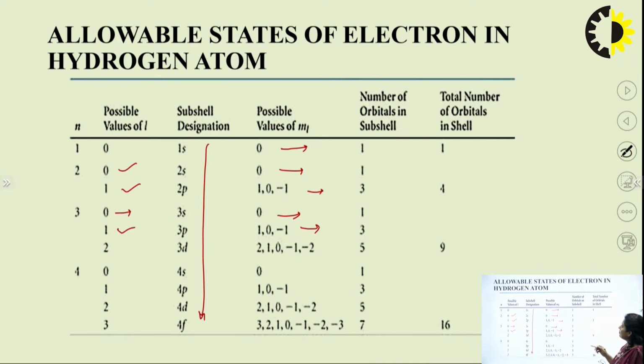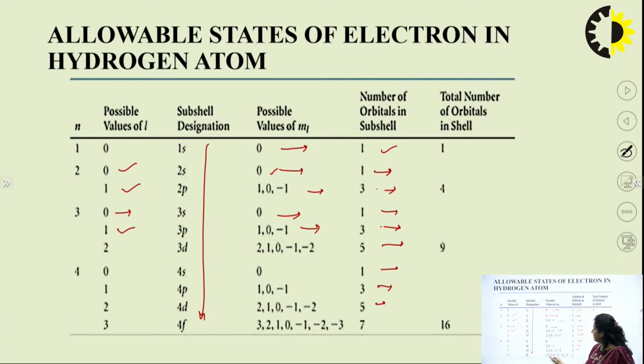So the number of orbitals in the subshells are, for n equal to 1 it is 1. For n equal to 2, L equal to 0, only one element is there. Then 1, 0, -1, totaling 3. Then again for 0 it is 1, for 1, 0, -1 again it is 3. Then 2, 1, 0, -1 and -2, 5 elements are there. Then for 0 it is 1, then 1, 0, -1 again 3. Then again 2, 1, 0, -1 and -2, 5 elements are there.